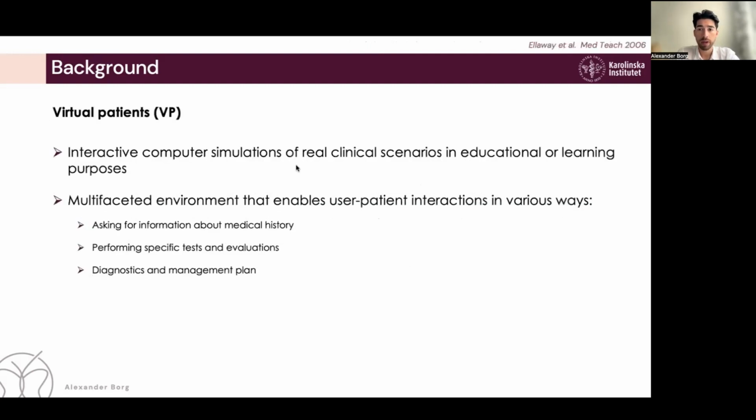So what are virtual patients? They have been defined as interactive computer simulations of real clinical scenarios in educational or learning purposes. And they let a user interact with them in various ways to explore the virtual environment, such as asking for information regarding a patient's medical history, performing specific tests and further evaluations, such as auscultation of the heart, the lungs, performing blood tests, and also they often include diagnostics and the decision of a management plan for a patient.